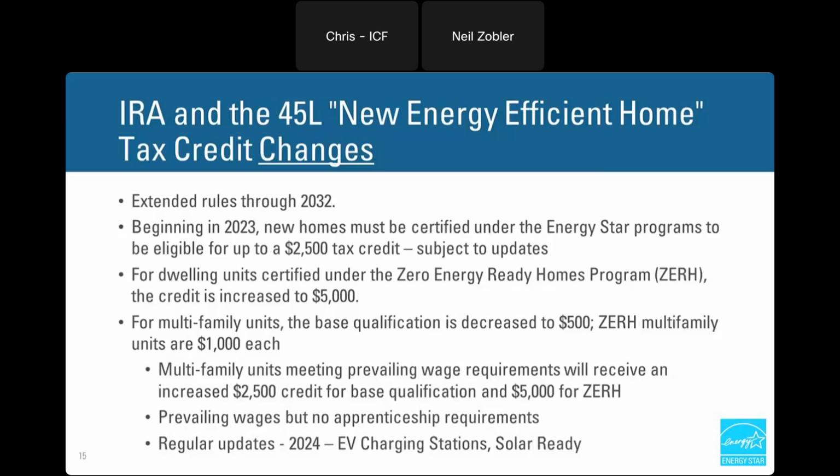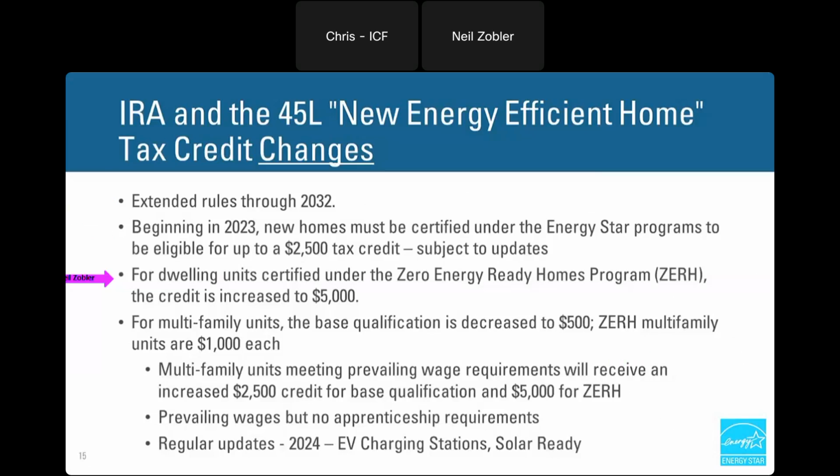A little change of program here, new energy efficiency home tax credit and some of the changes. They've expanded the rules through 2032. Homes must be certified under the Energy Star programs to be eligible for the $2,500 tax credit, which is also subject to updates, meaning we hope it's going to continue to go up.